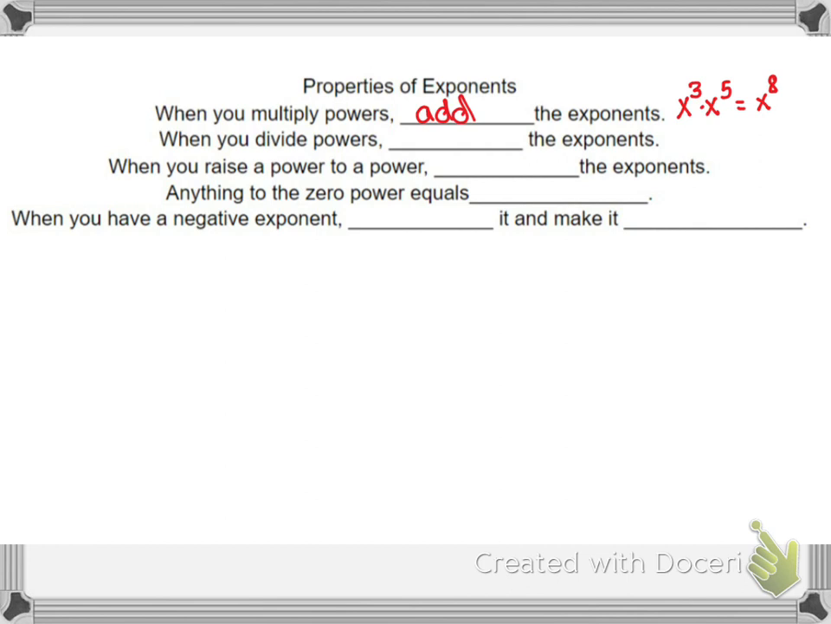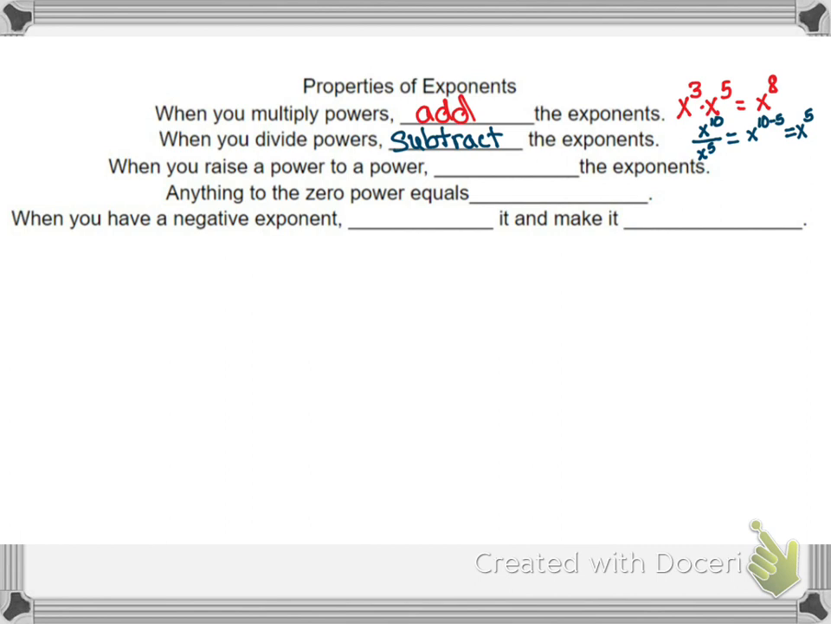When you divide powers, you're going to subtract those exponents. Okay, so for example, real quick, if you've got x to the 10th and you divide that by x to the 5th, you would subtract those exponents of 10 minus 5 to get x to the 5th.